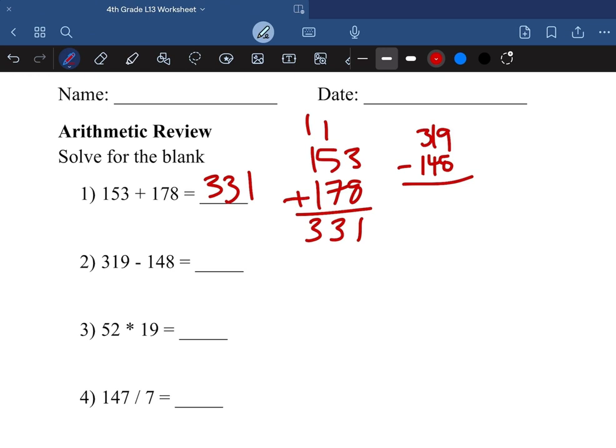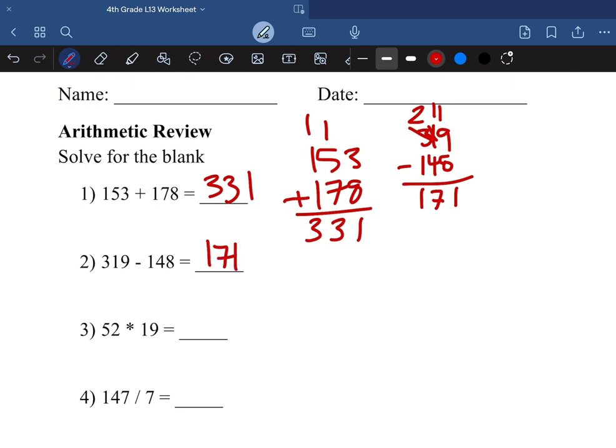So first, 9 minus 8 is 1. 1 minus 4, we have to borrow the 10 from 30, so the 3 becomes 2, and the 1 becomes 11. 11 minus 4 is 7. 2 minus 1 is 1, so the answer for number 2 is 171.